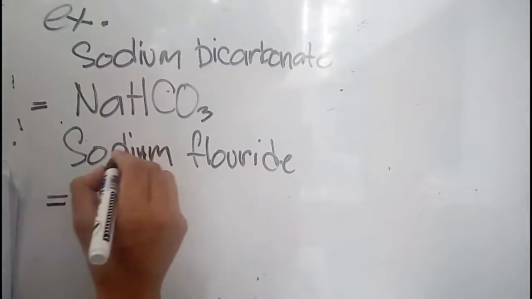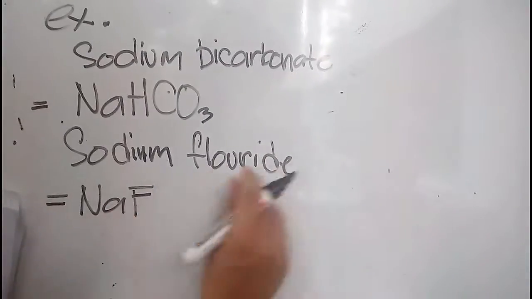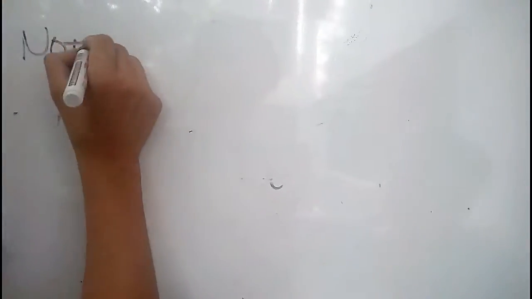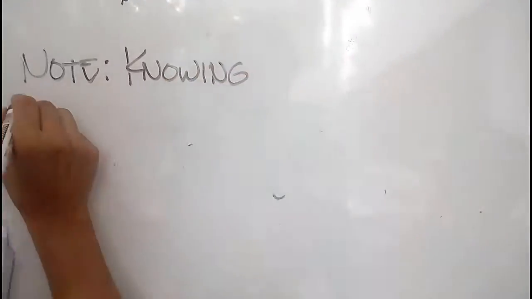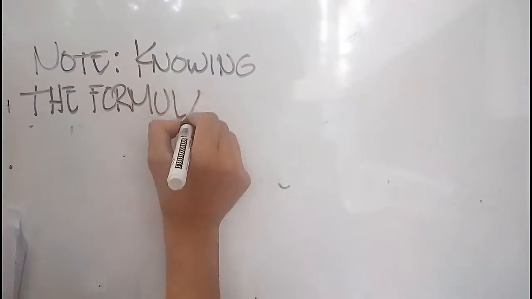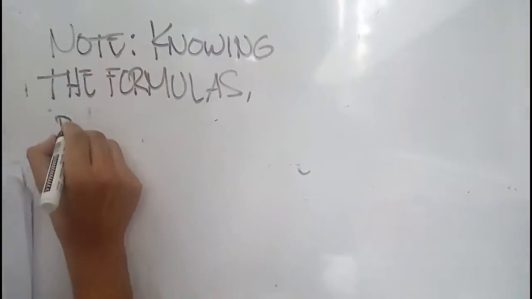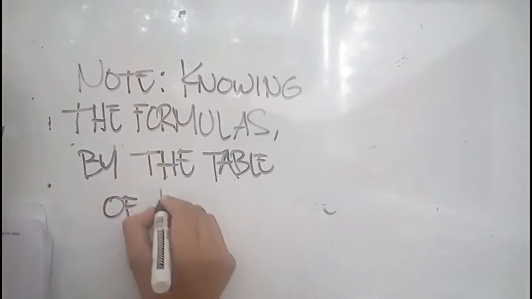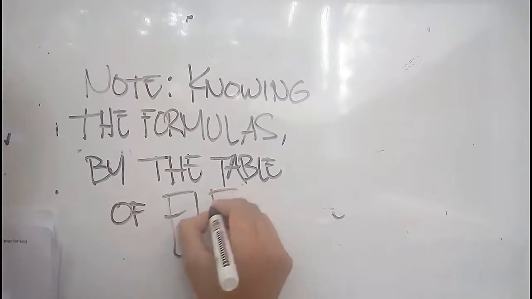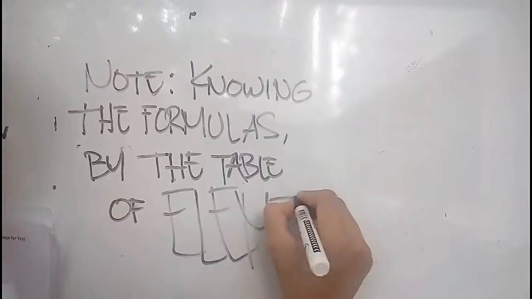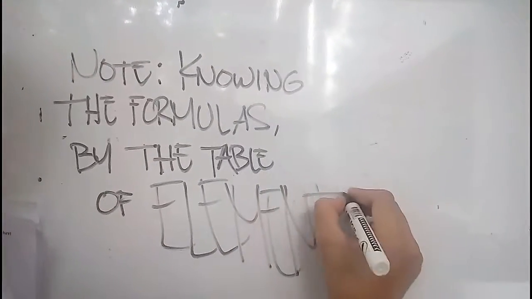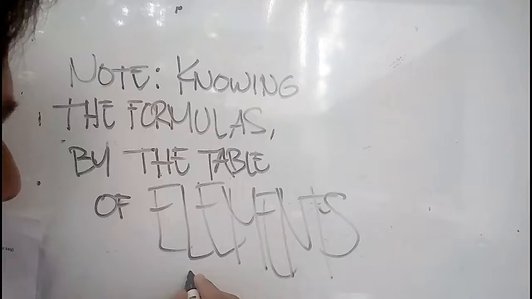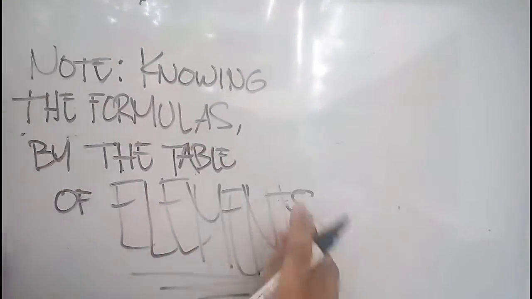Now, here is another example, sodium fluoride. You just write the symbol of sodium and then the symbol of fluorine, or in this case, fluoride is the term. Remember, take note that there are ionic compounds or ions that can only be found in the periodic table of elements, so always check the table.